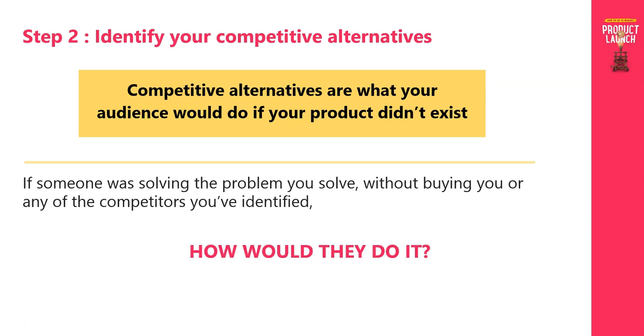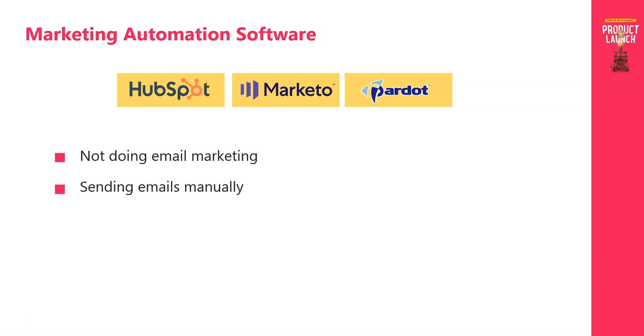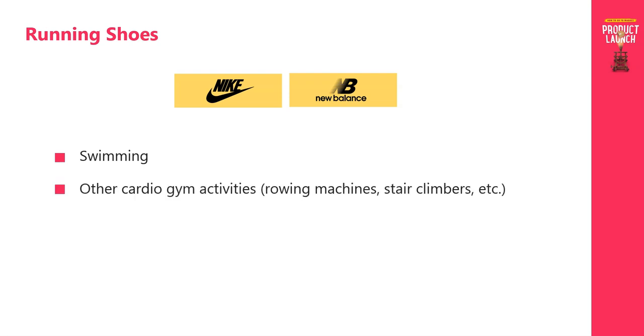For example, let's say you make marketing automation software. Your competitors might be HubSpot, Marketo, and Pardot. Your competitive alternatives might be not doing email marketing, sending emails manually, or only running email marketing through sales cadences via the sales team. Or say, for example, you make running shoes specifically for running on treadmills. Your competitors might be Nike and New Balance. Your competitive alternatives might be swimming, other cardio gym activities like rowing machines, stair climbers, etc., barefoot running, or other less specialized footwear.